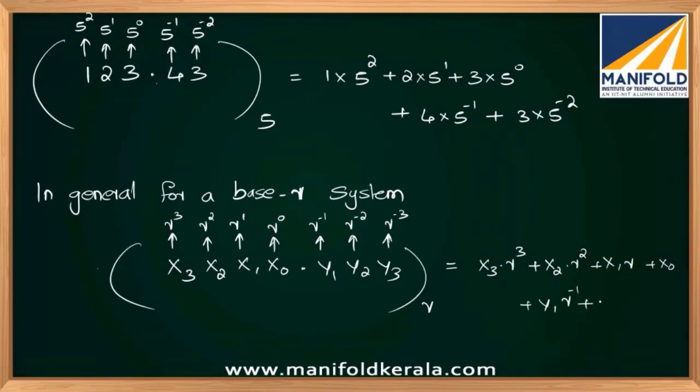Right, so this is y2 into R raised to minus 2 plus y3 into R raised to minus 3. So this will be the decimal value you are expecting, right? So this is how we convert any base number system to a decimal number system. So whenever they ask you to convert a particular base 5 number system to a decimal, now you know how to do that, right?